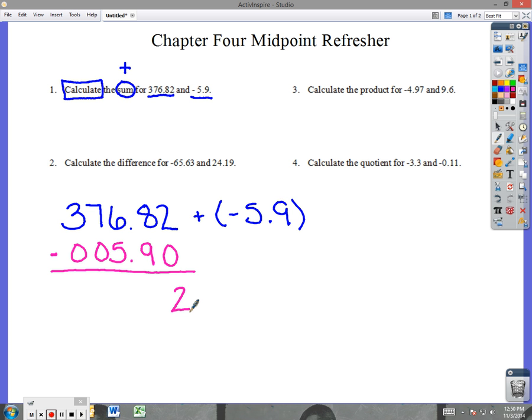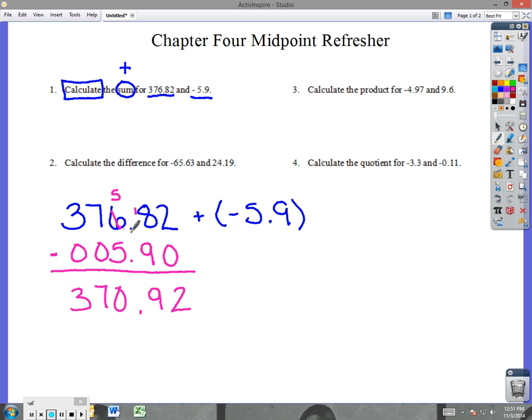This would be 2. This becomes an 18. I borrow the one group of 1s from here, so that becomes 5. I have 18 minus 9 is 9. Subtract 5 minus 5 is 0. 7 and 3. That should be 370 and 92 hundredths. This number, 376 and 82 hundredths, has a larger absolute value. It is positive, so my answer would stay positive.